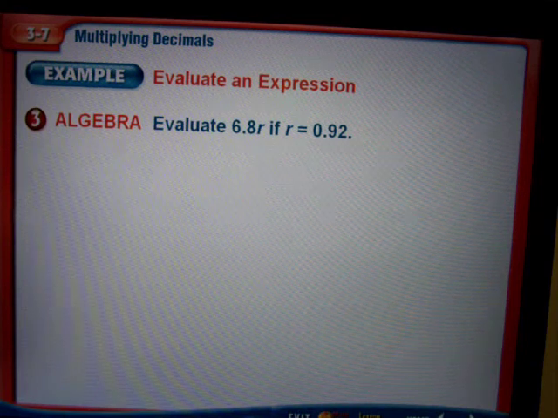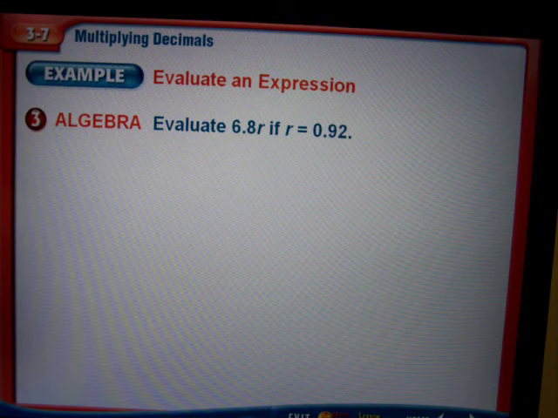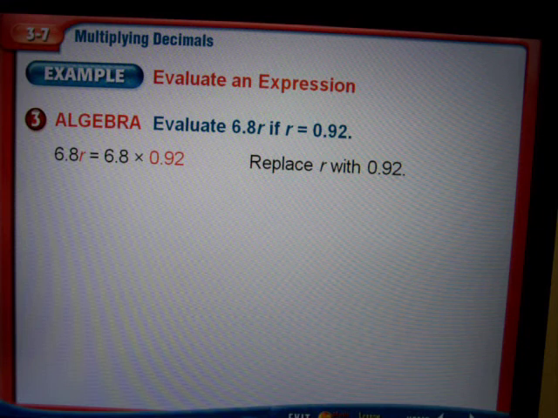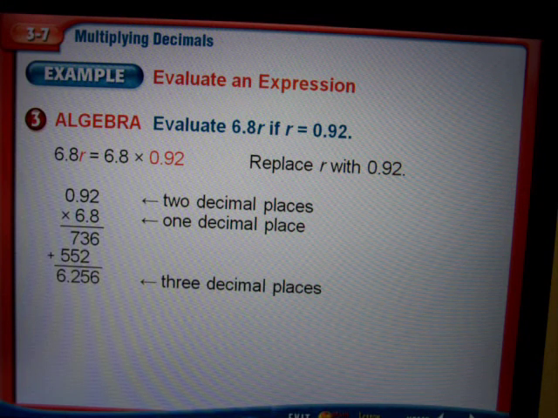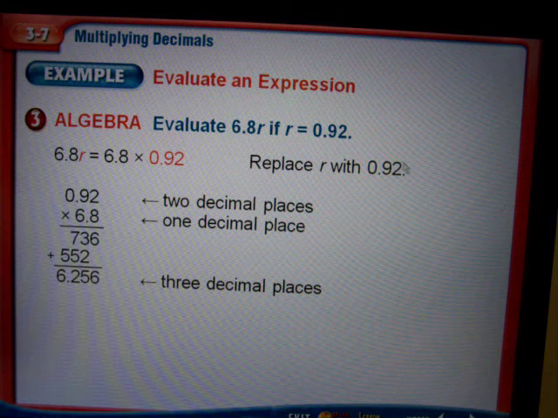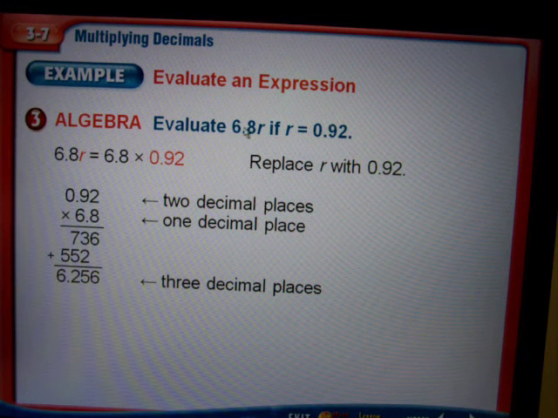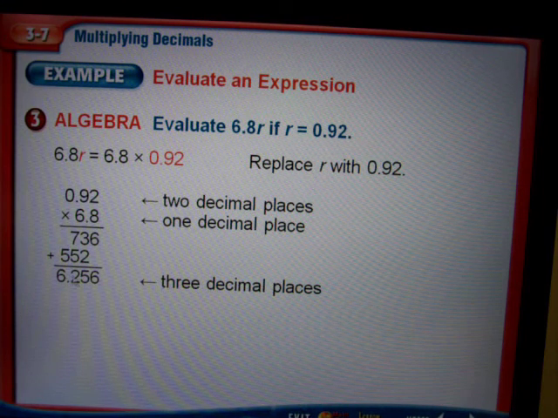So now what we're going to do, we're going to evaluate 6 and 8 tenths times R, where R is equal to 92 hundredths. So we're just going to plug in and replace R with the 92 hundredths, and we're just going to multiply like normal. Multiply as if we were with whole numbers. We've got 3 decimal places in the top part of it, so we're going to have 3 decimal places in the bottom part of it. And if you think about it, 6 and 8 tenths times 92 hundredths, 92 hundredths is almost 1, so 6 and 8 tenths times 1 would be, well, 6 and 8 tenths, and look how close it is.